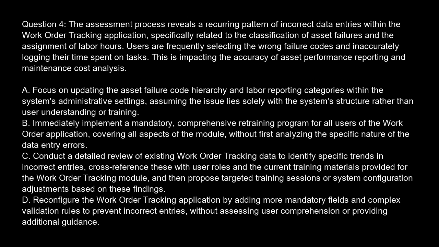Option C. Conduct a detailed review of existing work order tracking data to identify specific trends in incorrect entries. Cross-reference these with user roles and the current training materials provided for the work order tracking module, and then propose targeted training sessions or system configuration adjustments based on these findings. Option D. Reconfigure the work order tracking application by adding more mandatory fields and complex validation rules to prevent incorrect entries, without assessing user comprehension or providing additional guidance.